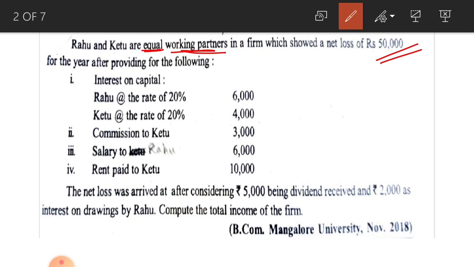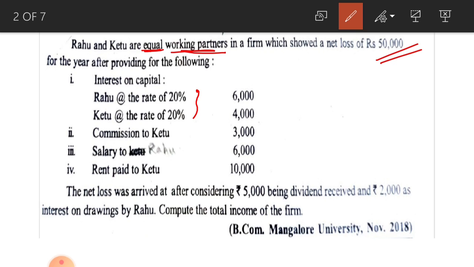Interest on capital at the rate of 20%. Here interest on capital is 20%, but the actual interest on capital allowed is 12%. Above 12%, interest on capital is not allowed, but here they are giving interest on capital to Rahu and Ketu at the rate of 20%, that means the excess 8% is disallowed. Interest on capital is 6,000 and 4,000 respectively.